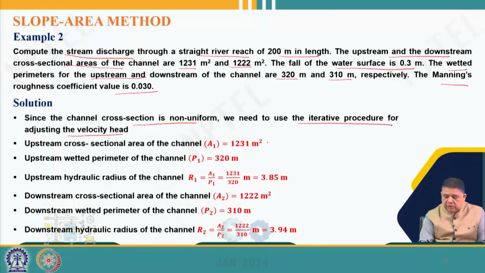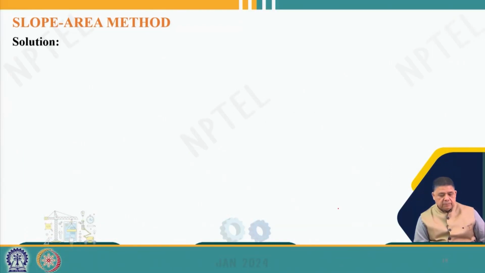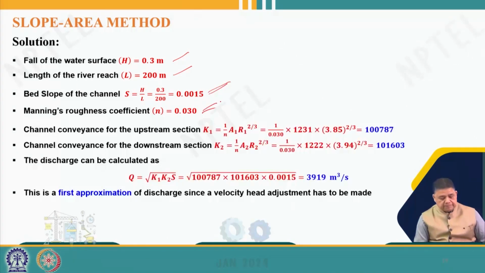Initially we know A1, the upstream cross sectional area, and the upstream perimeter P1, so the hydraulic radius R1 can be calculated. Similarly, the downstream cross sectional area and perimeter are given, so we can calculate the downstream hydraulic radius also. The fall of water surface over the reach is given, and the length of the river reach is also known, so we can calculate the bed slope of the channel, and Manning's roughness coefficient is given.